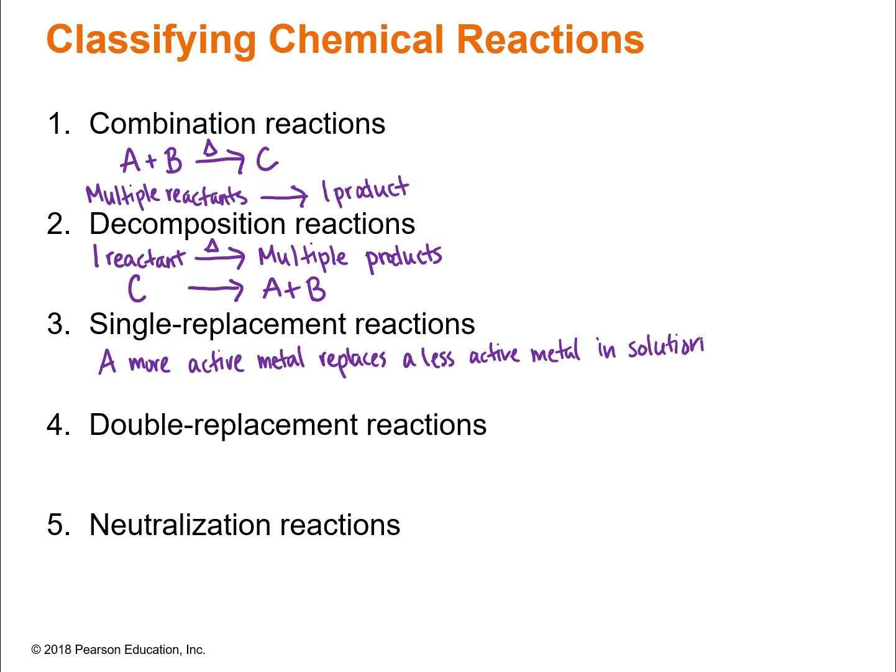In a double replacement reaction, you're going to take two ionic compounds in solution and mix them together. They're going to switch anions and form a precipitate.